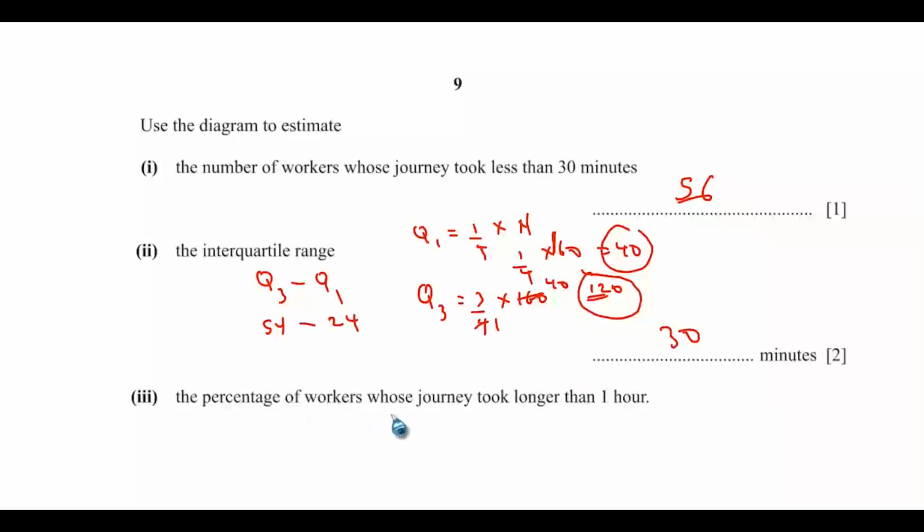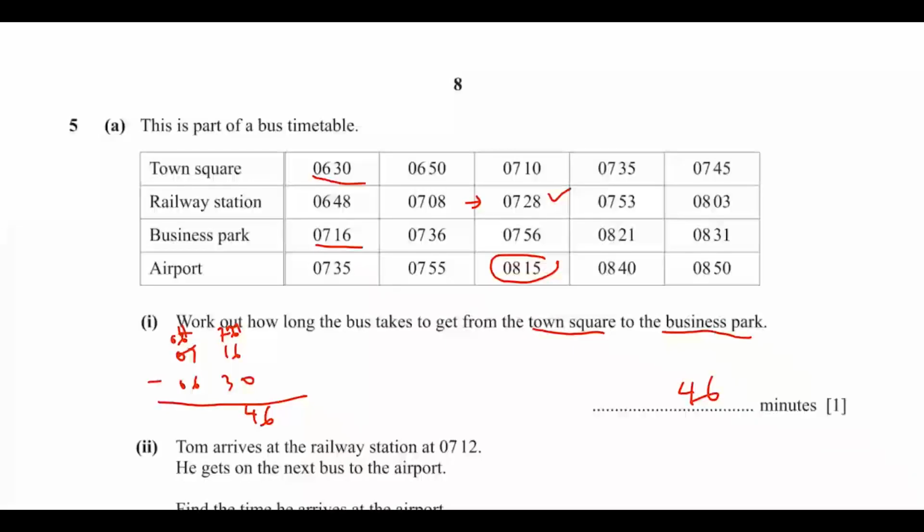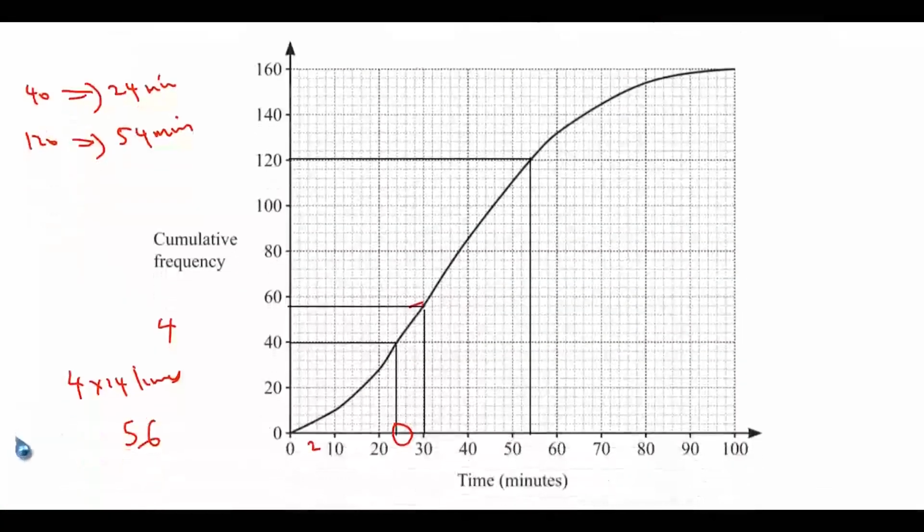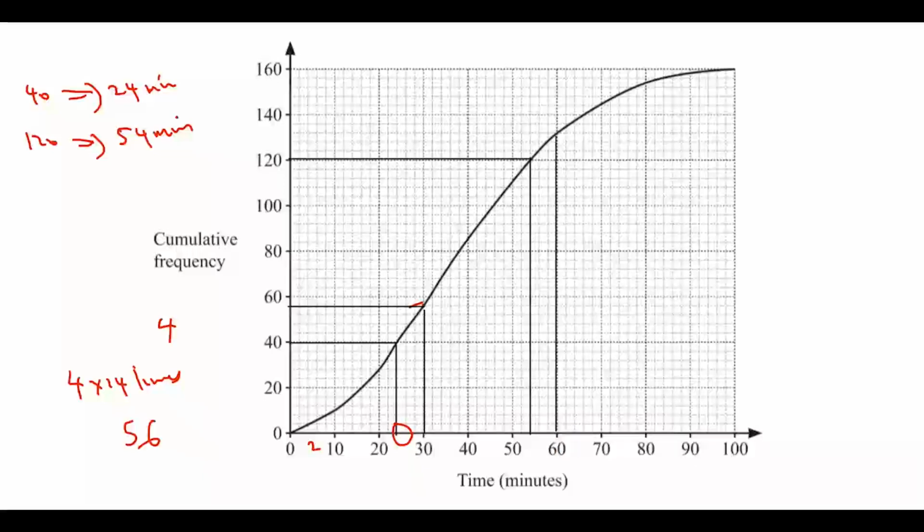The percentage of workers whose journey took longer than 1 hour. Longer than 1 hour means longer than 60 minutes. So let's go back to the grid and scroll down. Okay, so 60 minutes will be here. Let's trace this, then trace it to this one here. So that means you have this value here, but we are interested in those. So this will be exactly 60 minutes.